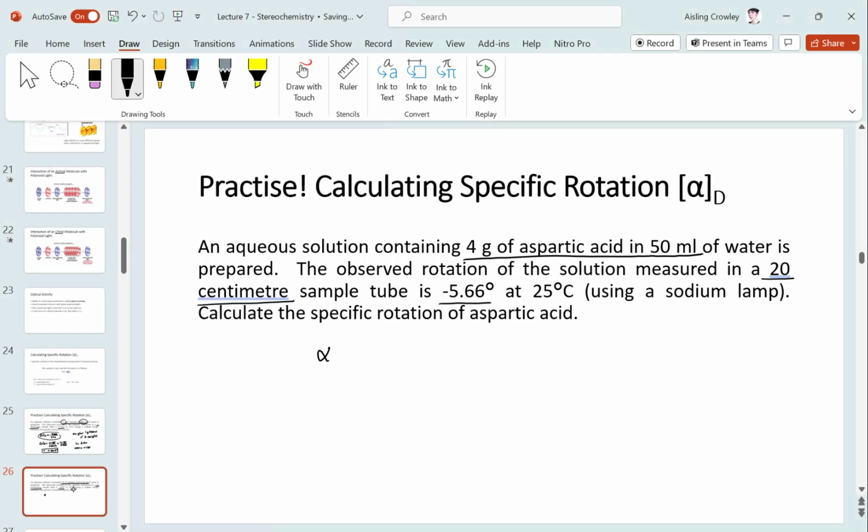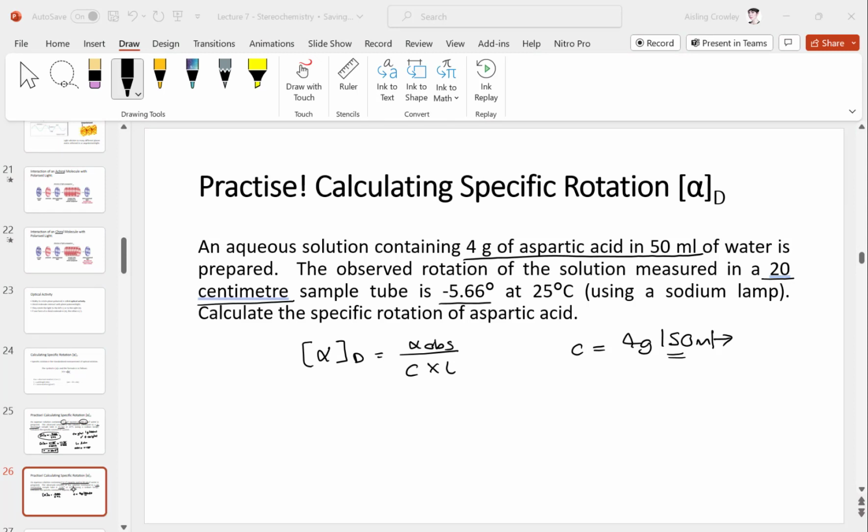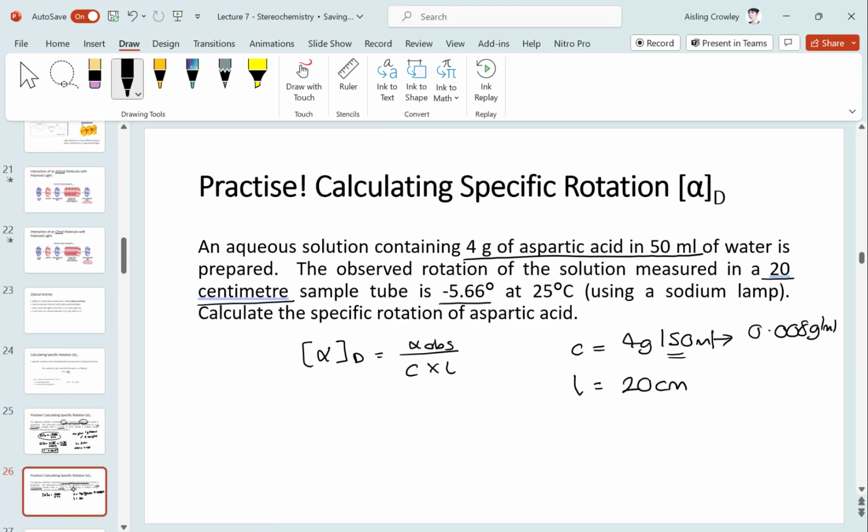Again, I know alpha D is equal to alpha observed, my observed rotation, divided by concentration times length. I have 4 grams in 50 ml. I need that in grams per mil, so I divide by 50, which gives me 0.08 grams per mil. My length here is 20 centimeters. I need to get to decimeters, so I divide by 10. That's a conversion you just need to know: centimeters to decimeters is always divide by 10.